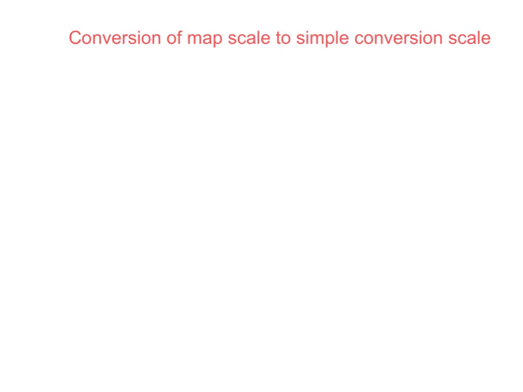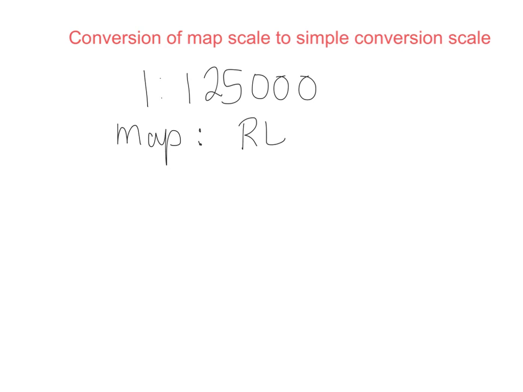We can convert from map scale to simple conversion scale, which is a lot simpler to deal with. Now we have to always remember that the first number is going to be our map and our second number is going to be real life. Let's put some units in. Let's pick centimeter for this example. So we're going to have 1 centimeter to 125,000 centimeters.